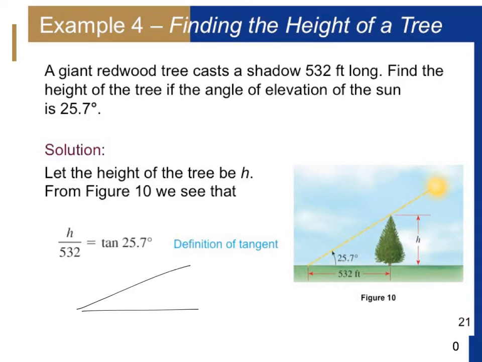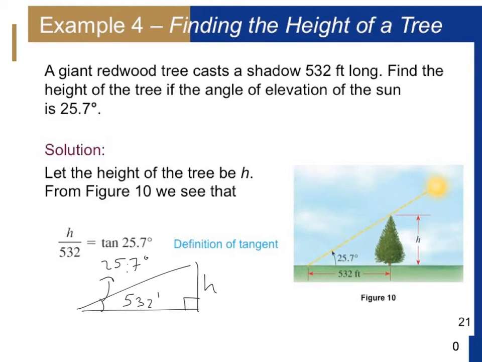Just to go off to the side here, I'll show you what I mean. So here's our triangle. We want to know the height. We know that this is 532 feet, so I'll put that 532 feet, and then the angle here is 25.7 degrees. Let's think about what we know and what we don't know. We know this adjacent side, and we want to know the opposite.